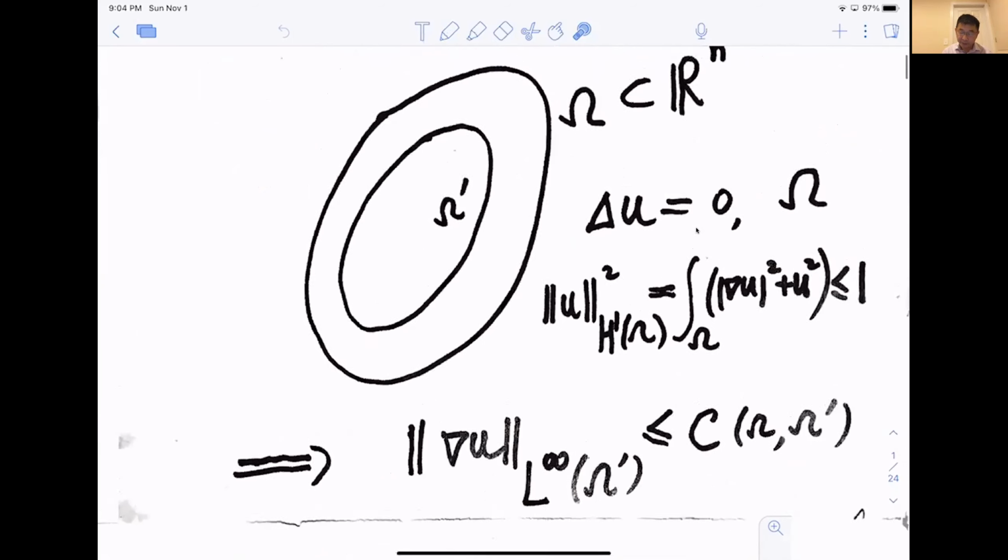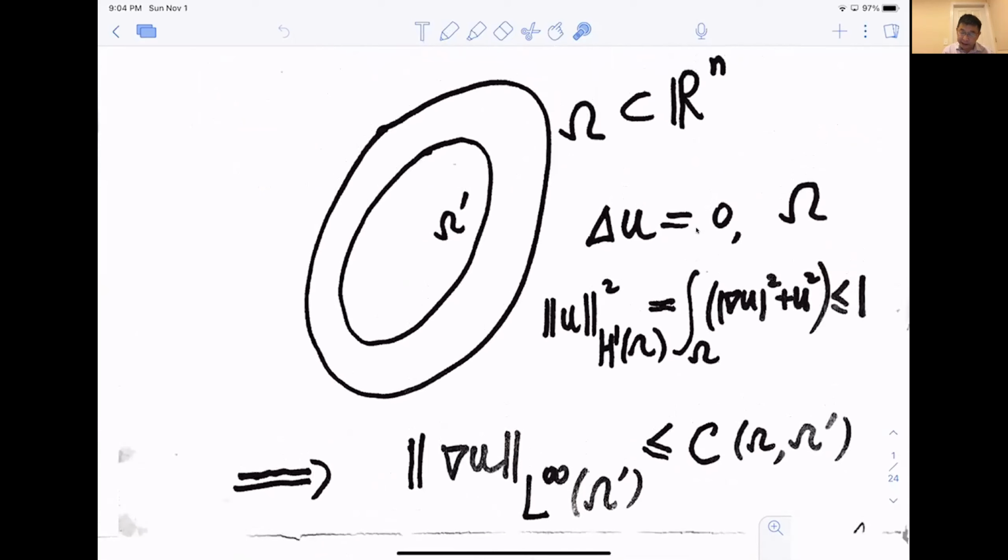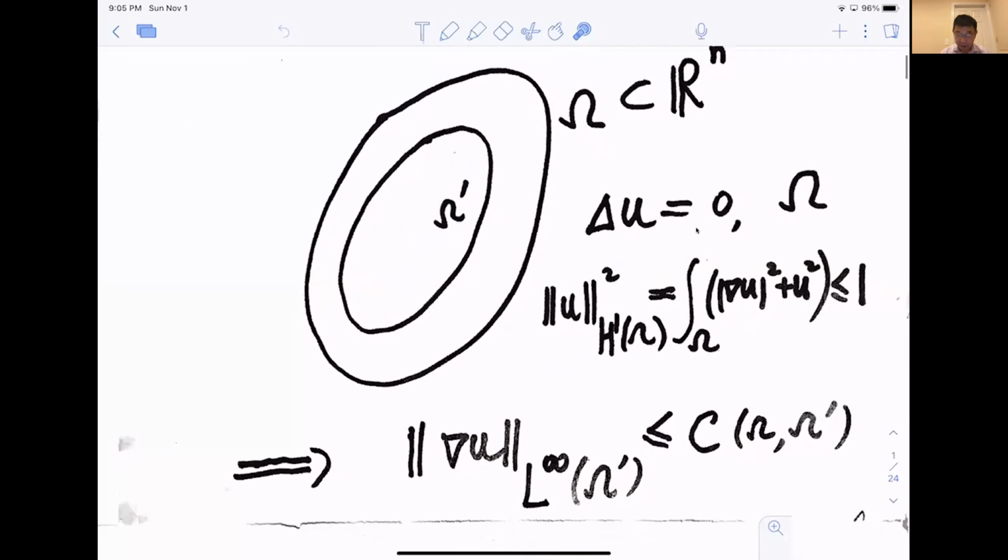So if we take R^n, and we take Omega an open set, and we take Omega prime, whose closure is in it. Then if u is harmonic, and we control the H1 norm, for example, you will have a gradient norm bound in here. Of course, you will control all derivatives inside. I will only talk about the gradient.